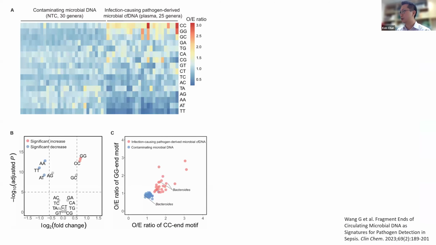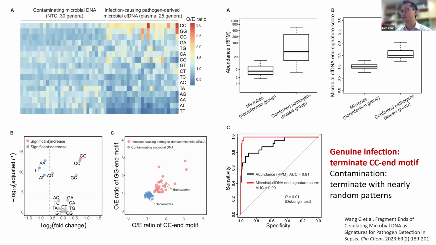This is a paper analyzing the fragment ends of circulating microbial DNA in patients admitted for sepsis. We found that those DNA fragments ending with GG and CC, or CCN motif, are associated with genuine infection. Those with other endings are associated with contamination. So with this type of motif pattern, we can separate those patients with true TB infection from those with NTM contamination.